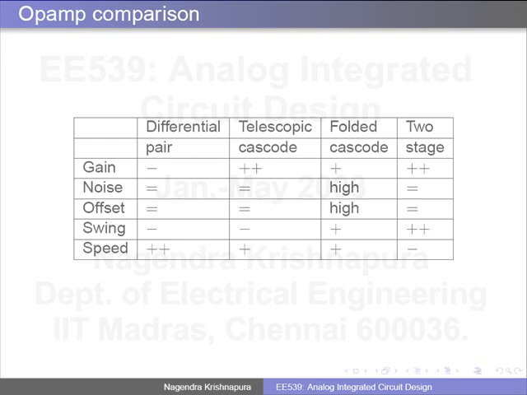Then as far as speed, by speed here I mean the highest unity gain frequency that can be achieved in a given technology. The differential pair has the fewest parasitic poles, so you expect that its omega u can be designed to be the highest in a given technology. Telescopic cascode is also pretty high. Actually, the folded cascode tends to be lower. I have put a plus here, and I think this should have been interchanged. The 2-stage op-amp can be designed to be higher speed than the folded cascode. There is an error here. This should be minus and this should be plus.